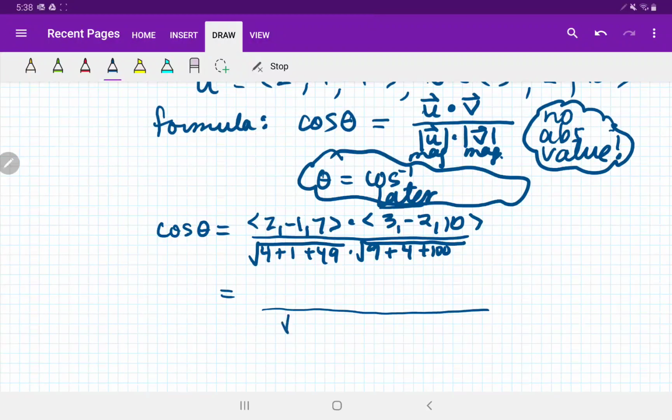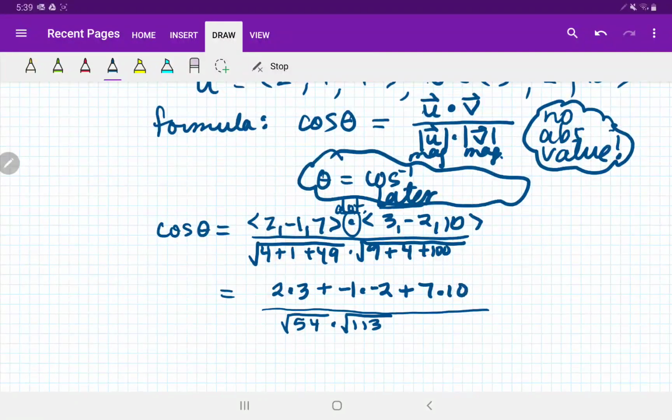So in the denominator, you have the square root of 54. And in this denominator, you have the square root of 113. That's just an ordinary number, so that's not a strange multiplication. The top multiplication is actually a vector multiplication. It's called the dot product. And there's a new one we're going to learn today, which is called the cross product. So what do you do with the dot product? You multiply the x's, so 2 times 3, plus -1 times -2, plus 7 times 10.